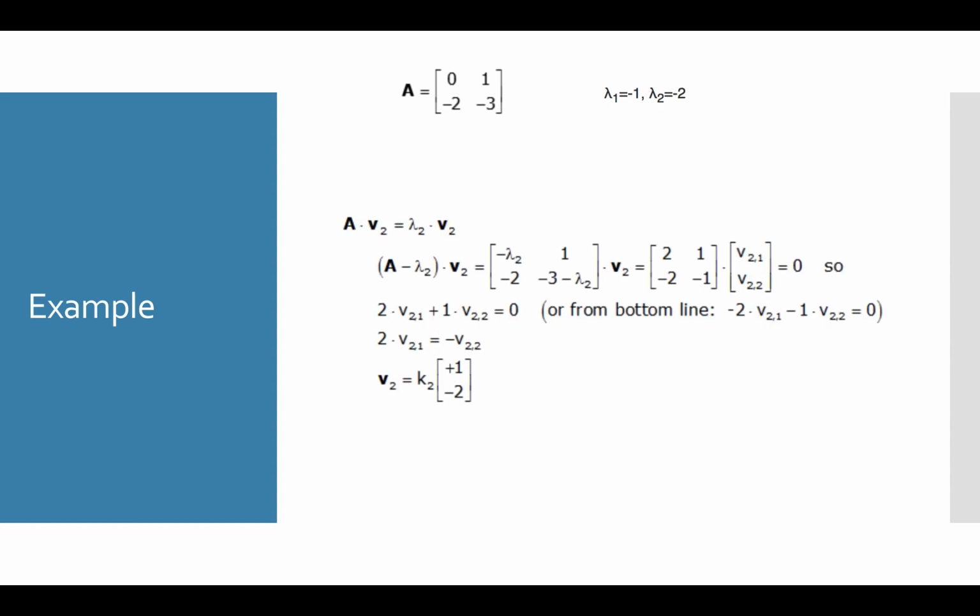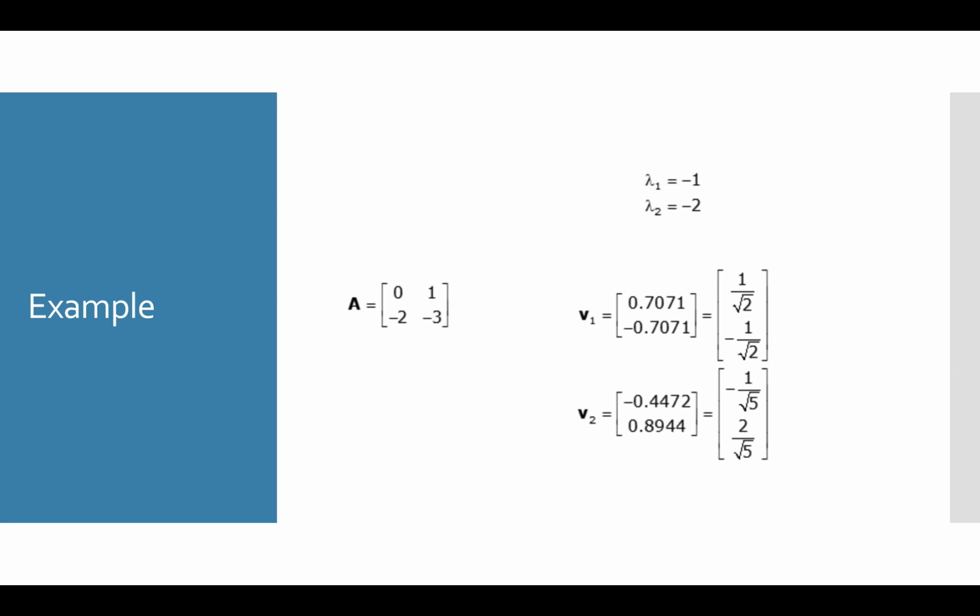We can similarly solve for V2 using the bottom line. Here we'll get negative 2 V21 plus negative 1 V22 equals 0, which just gives us 2 V21 equals negative V22. And so this is also some scalar multiple of 1, negative 2. So all you really do here is you just plug a number in for V21, and that'll give you the value for V22. And then you know it's any multiple of that.